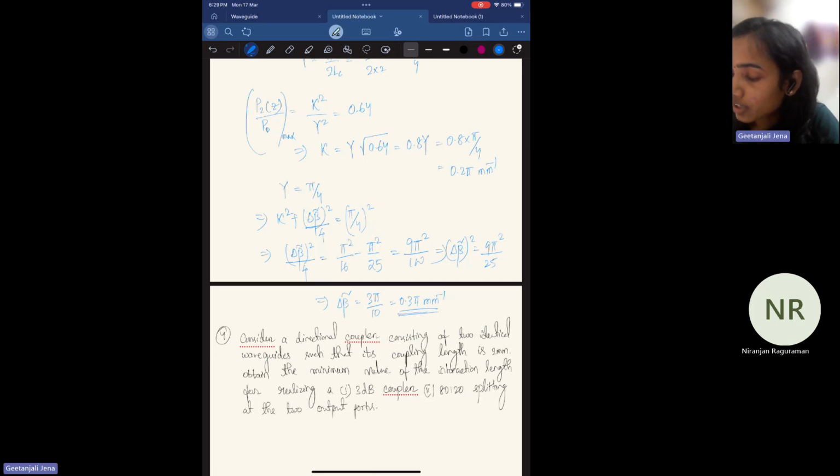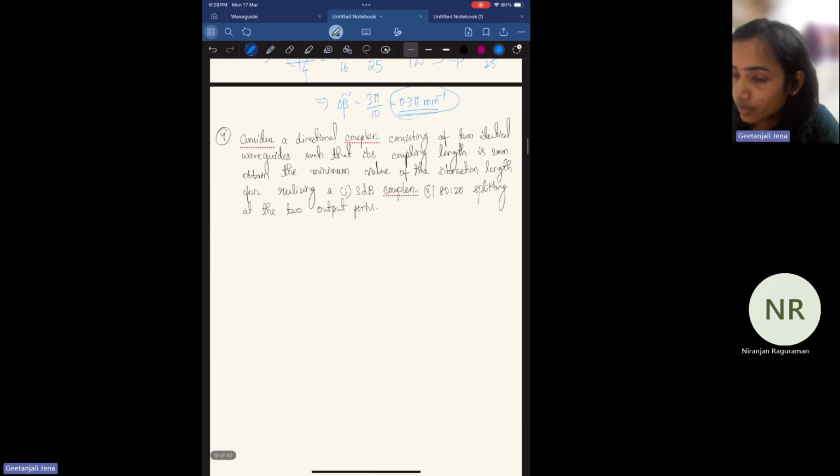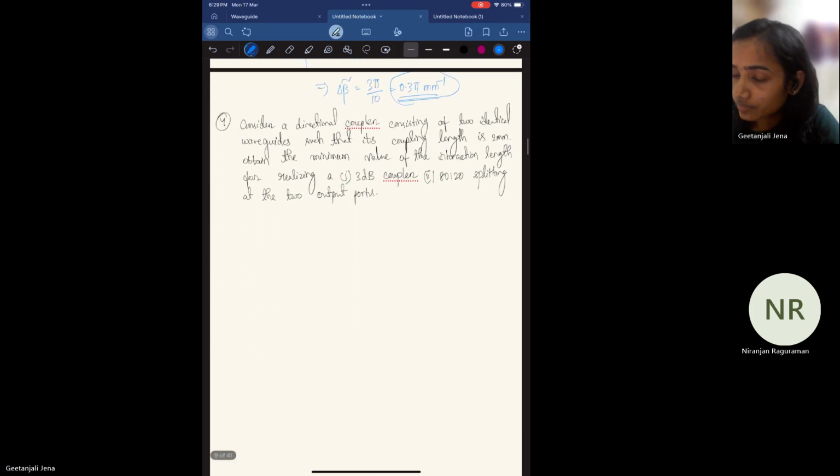While doing all this, please be careful whether the waveguide is identical or not, and what the expression is for the maximum value of power in the second waveguide and the maximum value of power in the first waveguide. Okay, so let us move to the next problem. Do you have any question till now? I think you may not have because the questions are easy.